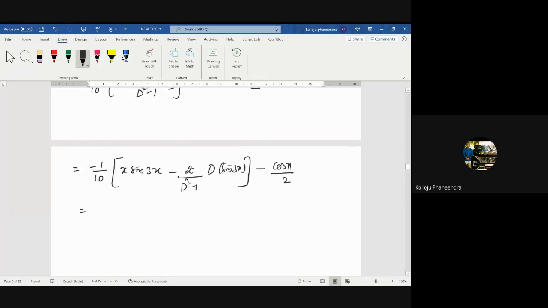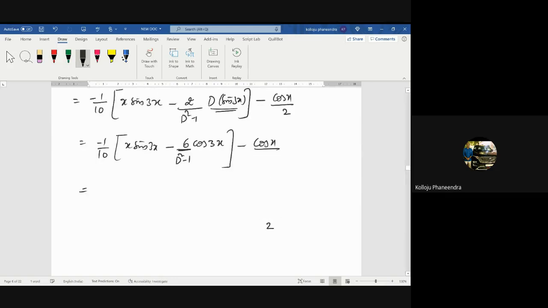Cosine x by 2. So negative 1 by 10 x into sine 3x minus, what is derivative of sine 3x? 3 cos 3x. So 6 cos 3x by D square minus 1. Don't write cos 3x here only. Minus cosine x by 2. Now again, what is the logic? Again, cosine mx is here. Negative 1 by 10 x into sine 3x, 6 by, what is this? Minus 9 minus 1 cosine 3x, minus cosine x by 2.